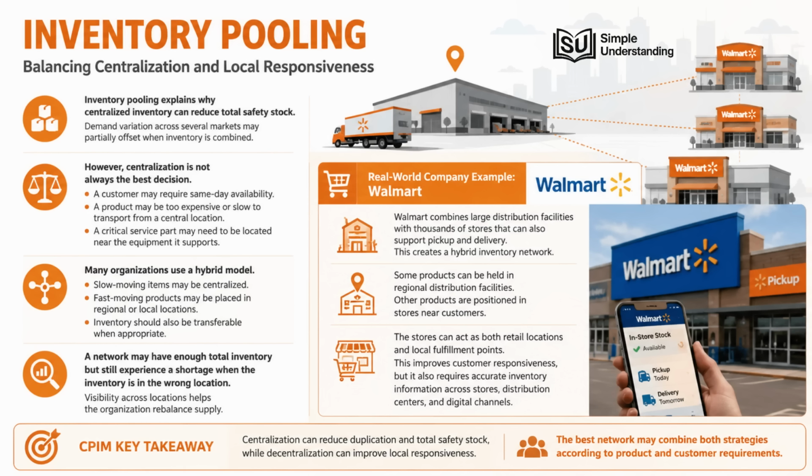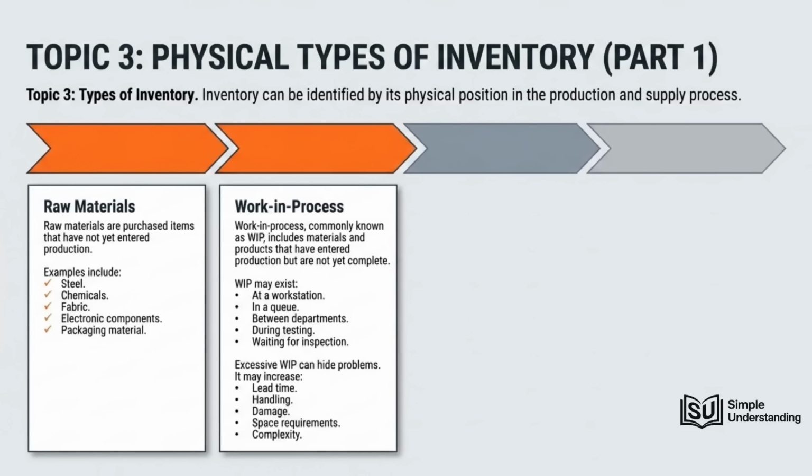CPIM Key Takeaway: centralization can reduce duplication and total safety stock, while decentralization can improve local responsiveness. The best network may combine both strategies according to product and customer requirements. Topic 3. Types of inventory.